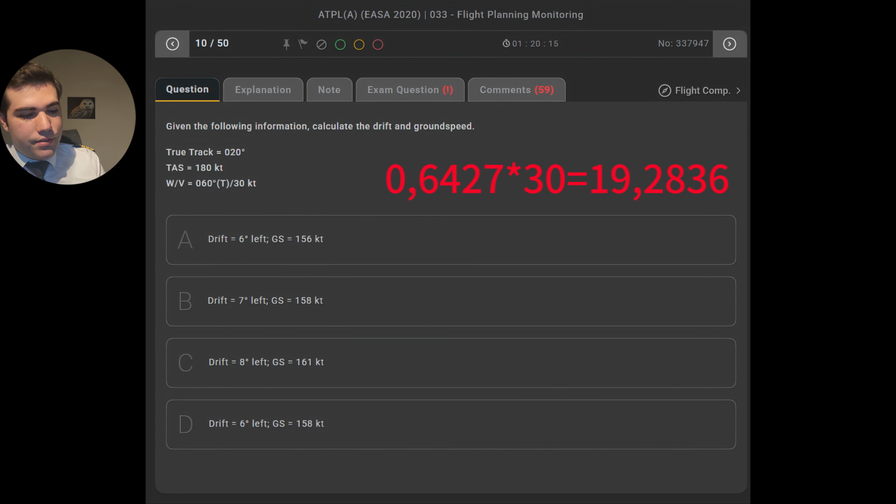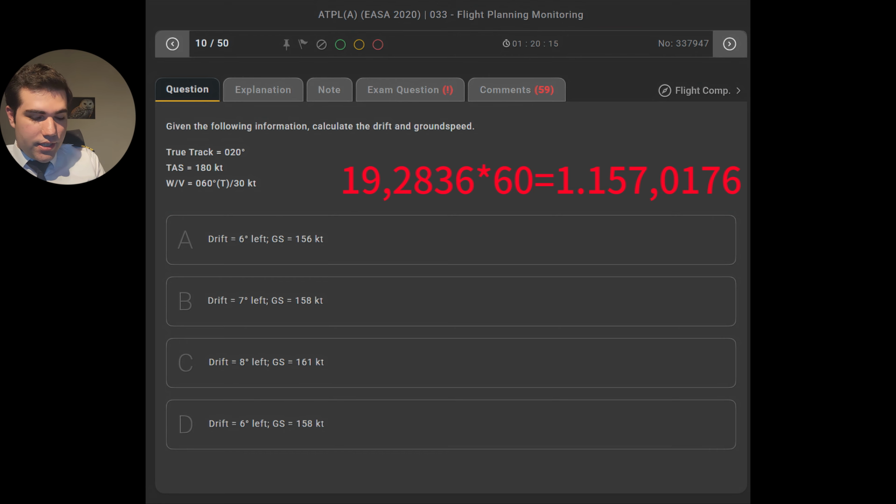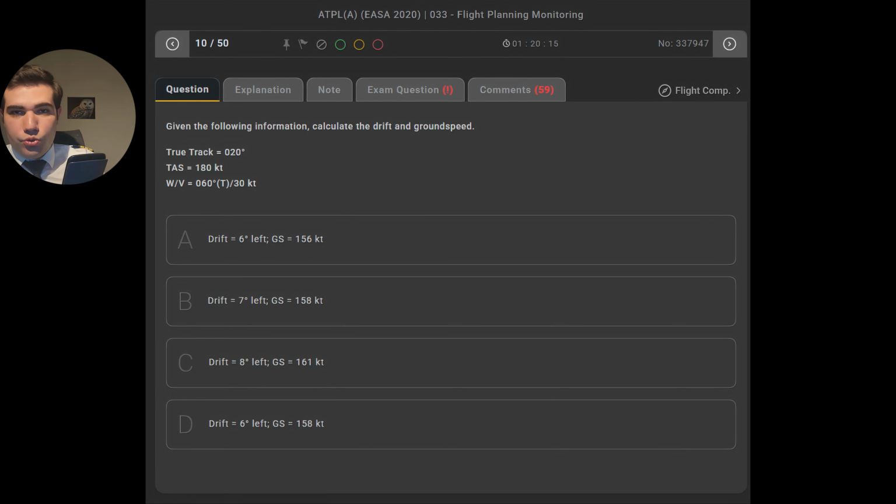Then I will get the answer like 19.2836, something like that. Right now it's important because this is the formula where it begins. So I will multiply this number with 60, so times 60, which will give me 1157.0176, something like that. And I have to divide this with my true airspeed. So if I divide it with 180 as given on my question, the answer will be 6.4278.